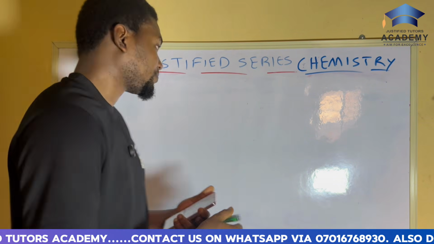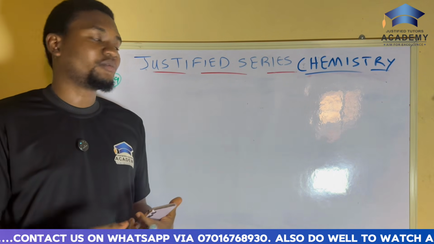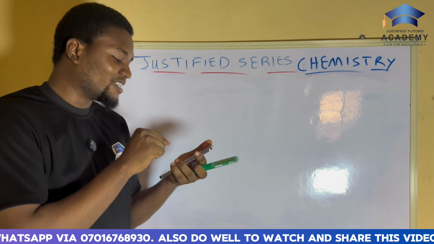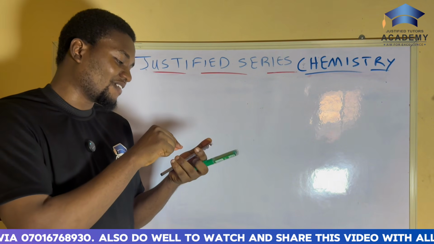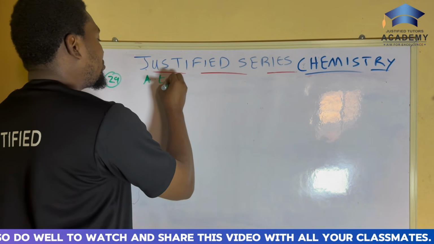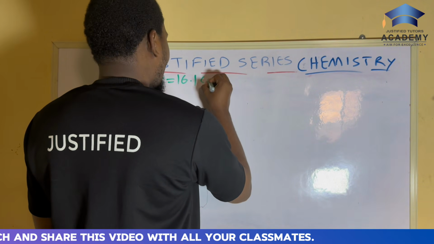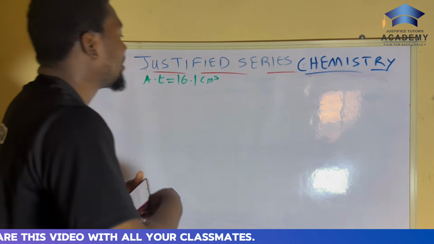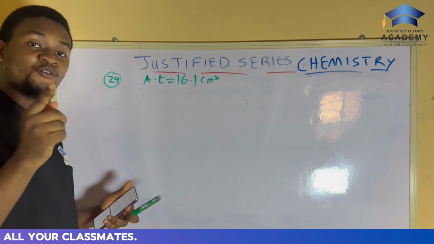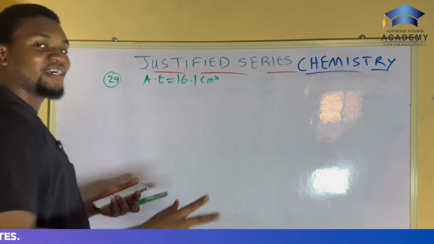So for me, I will assume that I already know my average titer value. Probably my teacher already told me. The answer is 12.5. But here, the average titer value is 16.1 centimeter cube. And note, this average titer value is always the same as the volume of the acid. I beg, don't forget. So since I already have this as 16.1, let's do the table.